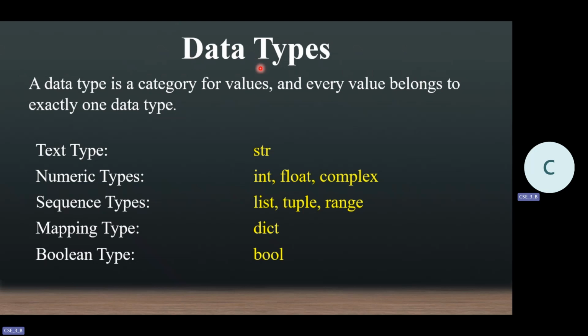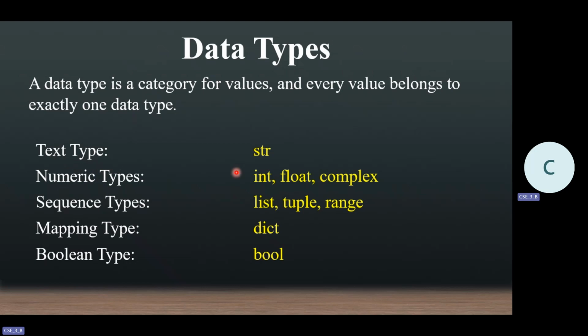So next we focus on the data types. Let us understand one by one what data types are. A data type is a category for values and every value belongs to exactly one data type. One more interesting thing here is that our programming language knows about data, so there is no need to explicitly specify the type of the data.